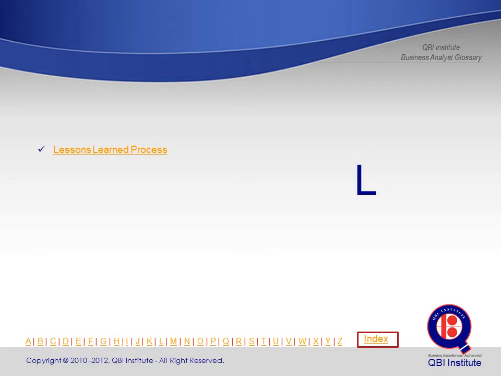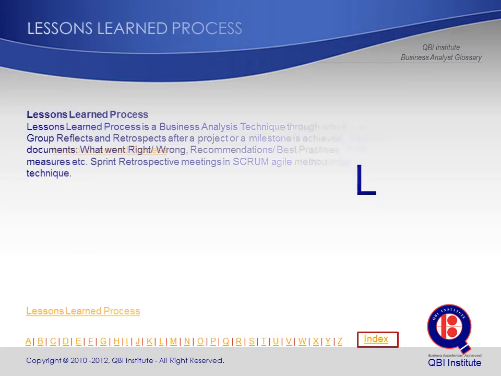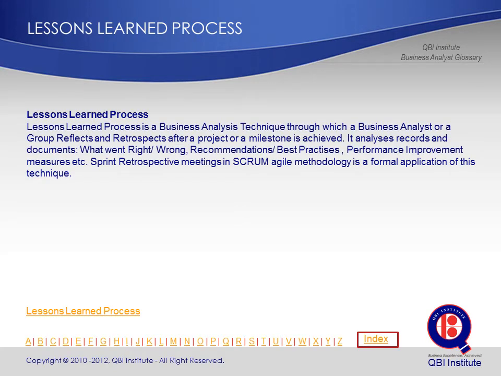Lessons learned process. Lessons learned process is a business analysis technique through which a business analyst or a group reflects and retrospects after a project or a milestone is achieved. It analyzes, records and documents what went right, what went wrong, recommendations, best practices, performance improvement measures, etc. Sprint retrospective meetings in Scrum Agile methodology are a formal application of this technique.